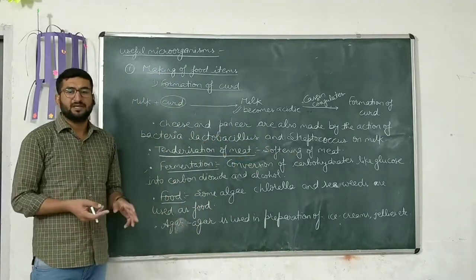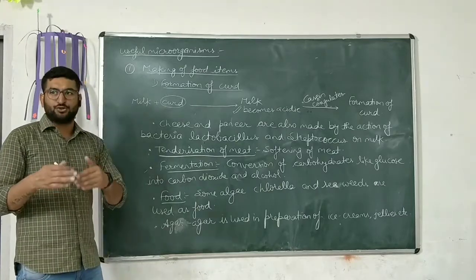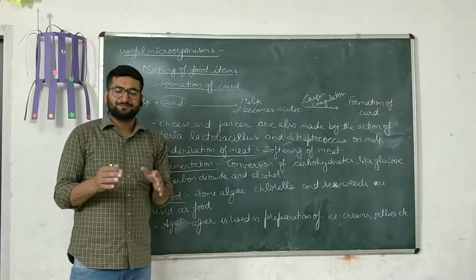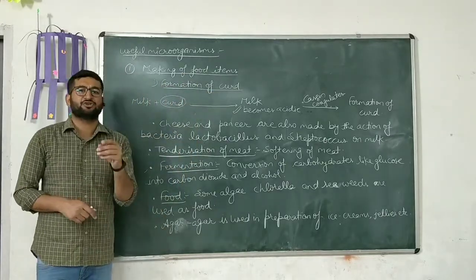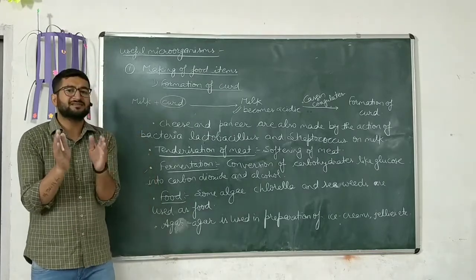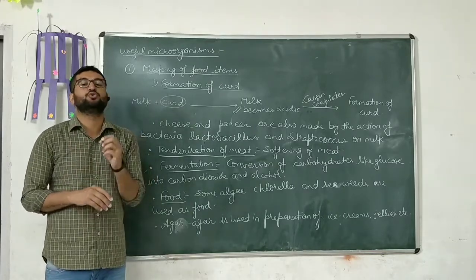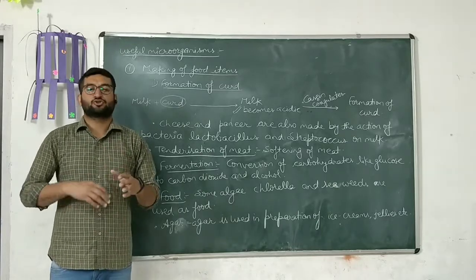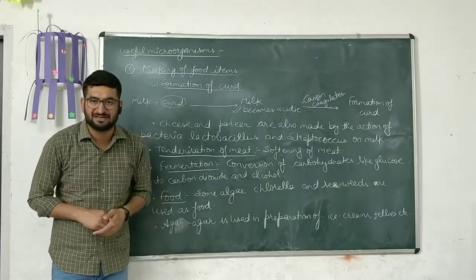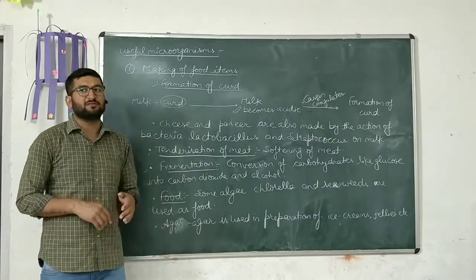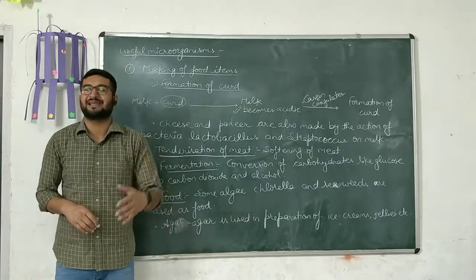role. Today we will discuss the next useful formation of any food item, and that is the tenderization of meat. Tenderization means softening of meat. There are certain kinds of bacteria and yeast which are used to soften the meat, and that softening of meat is known as tenderization of meat. The next use is fermentation. This fermentation we will discuss in detail in the next topic as well.